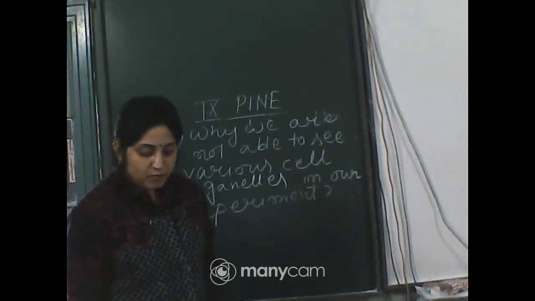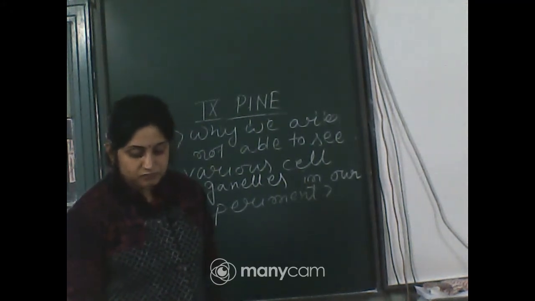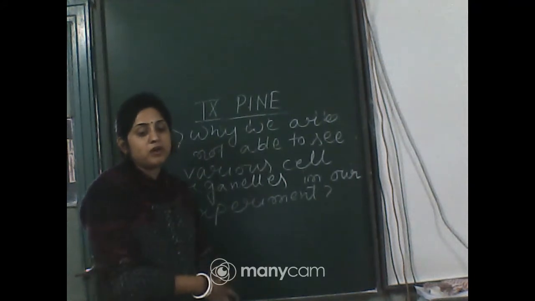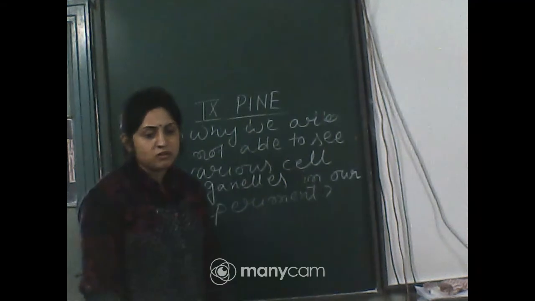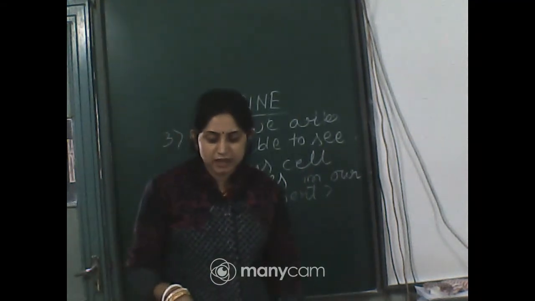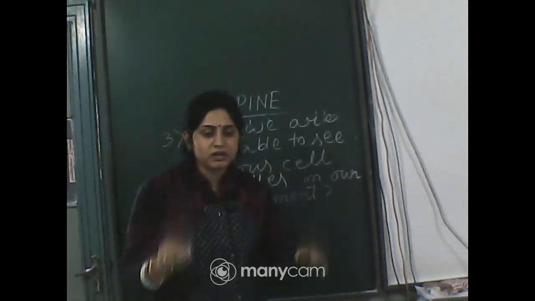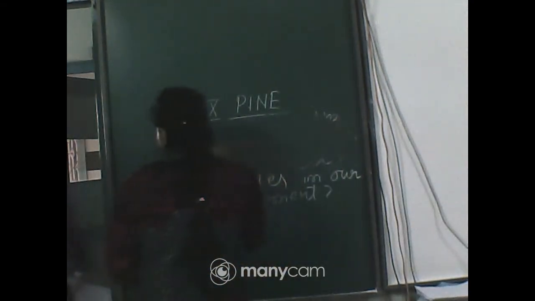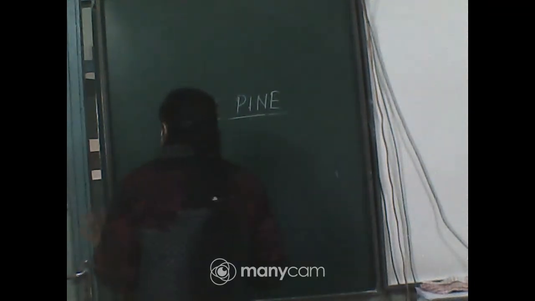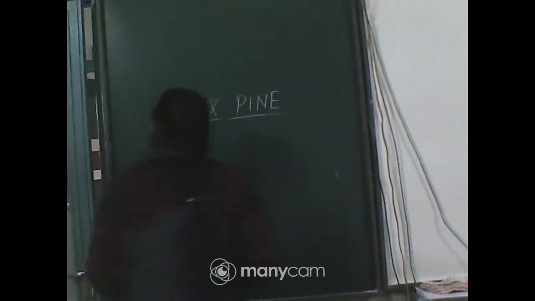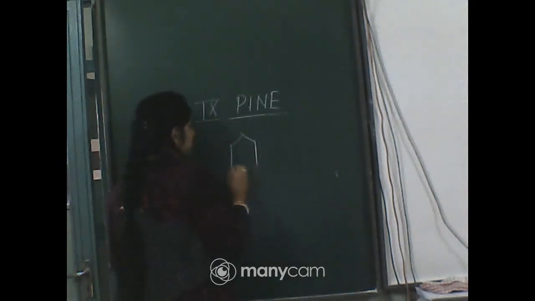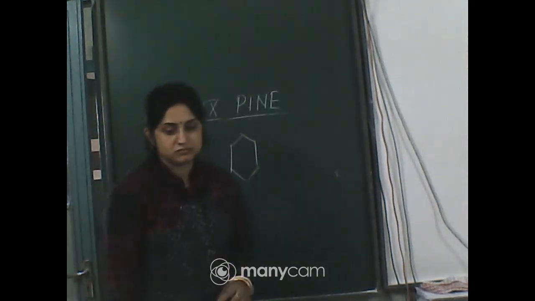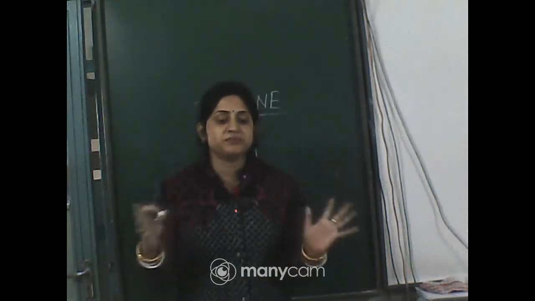What is the shape of the onion peel cell? It is a plant cell. So what will be the structure of the plant cell? Obviously polygonal in structure. They have hexagonal, they have pentagonal structure, that is polygonal in structure. But animal cells have different structures.